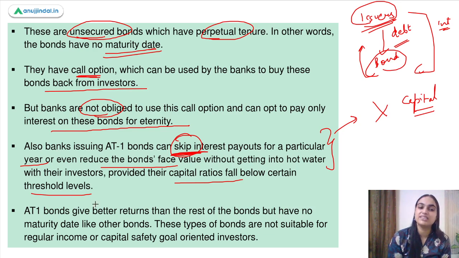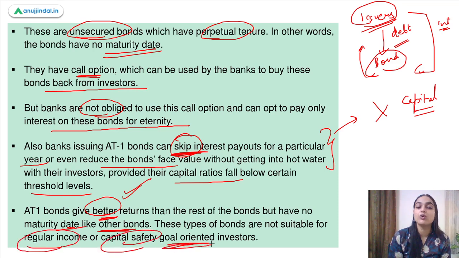The reason why people still invest is because of the better returns which they provide vis-a-vis your other bonds. So the AT-1 bonds give returns which are better than the rest of the bonds, but the negative side is that they have no maturity date like other bonds. फिर भी लोग invest करते हैं इसमें better returns के लिए. These types of bonds are not suitable for the ones who want regular income and capital safety. So, जिनके goals हैं कि हमें regular income मिलनी चाहिए, capital हमारी safe रहे, उनके लिए एक अच्छा option नहीं है. So, this was all about the AT-1 bonds.